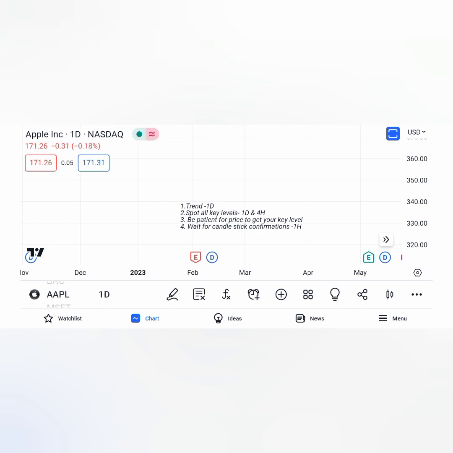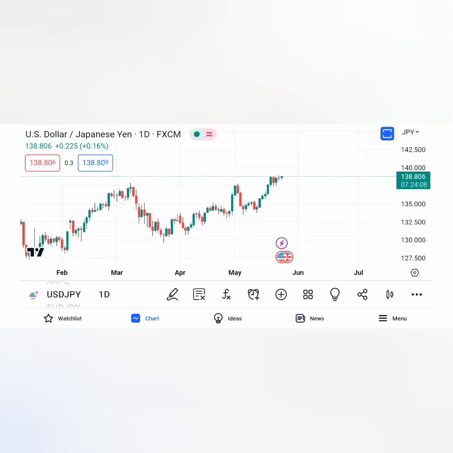So we'll now move to the chart to analyze some markets. Starting with USDJPY, the first step is that we should determine the trend of the market. So looking at USDJPY, what is the trend of the market?